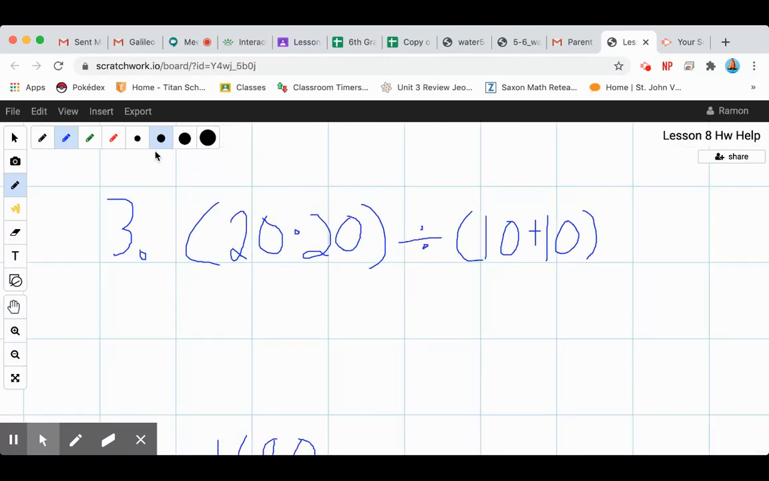For number 3, we are skipping number 2. So number 3, what is the quotient when the product of 20 and 20 is divided by the sum of 10 and 10? So again, find the product of 20 and 20 first, and whatever your product is, we're going to divide by 10 plus 10, which I will give you is 20. And we're going to divide the product of 20 times 20. Once you have that product, divide it by 20 to find your quotient.